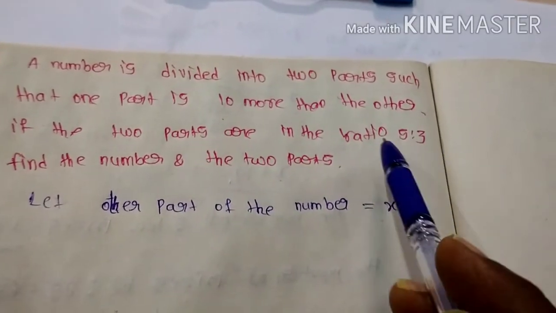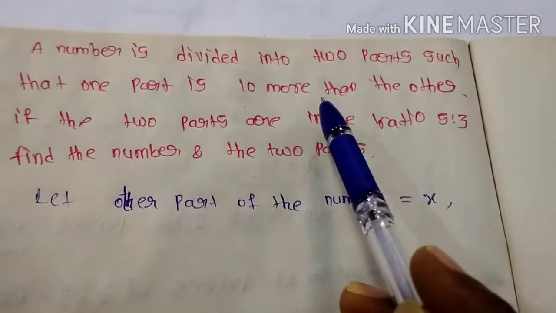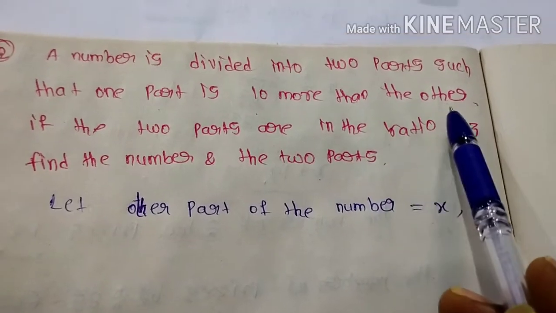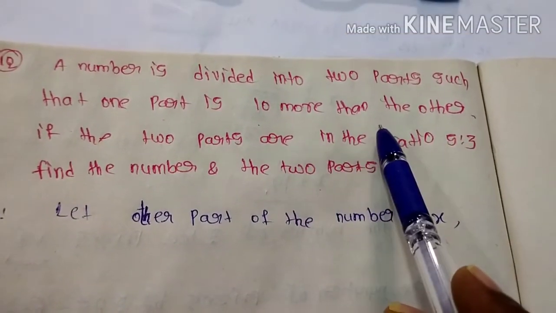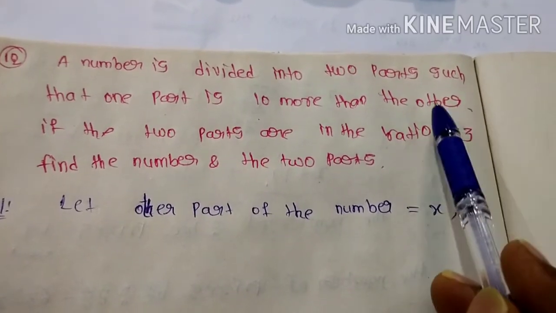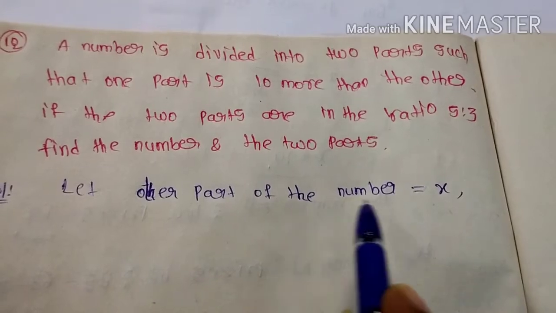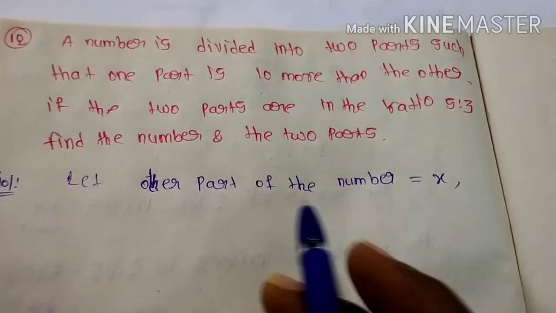Read it carefully: one part is 10 more than the other. So first of all you can assume the other part. Let the other part of the number be x.